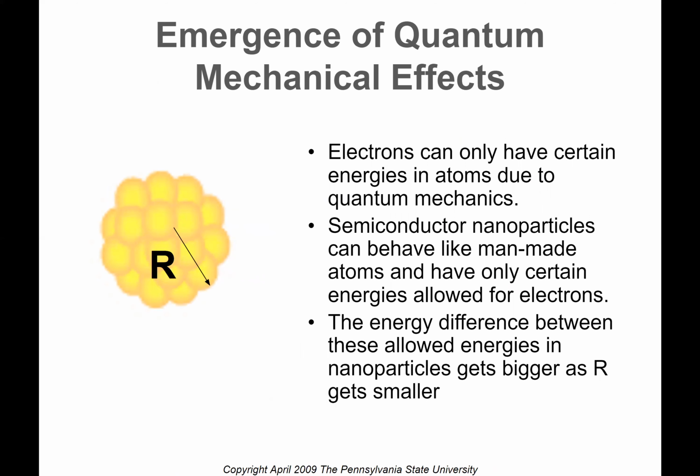We've already started to talk a little about quantum mechanical effects. Some quantum mechanical effects are that electrons can only have certain energies in atoms due to quantum mechanics. Semiconductor nanoparticles can behave like man-made atoms and have only certain energies allowed for electrons. That's super cool. The energy difference between these allowed energies in nanoparticles gets bigger as R gets smaller. So as the radius gets smaller, the energy gets bigger.